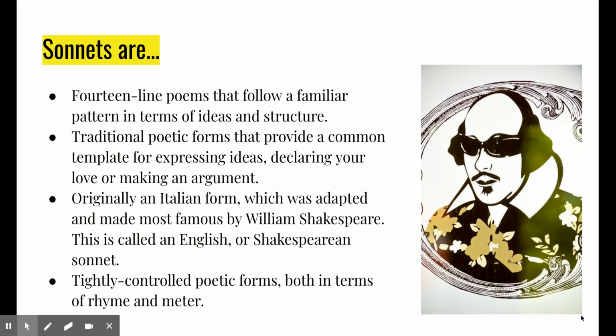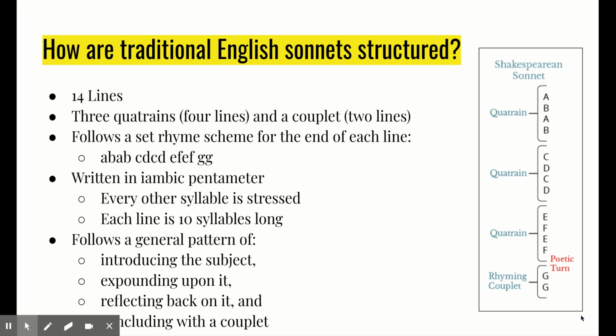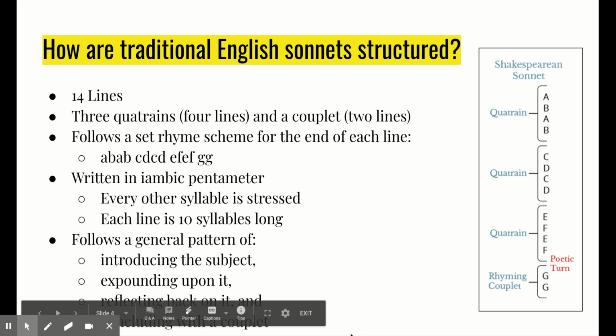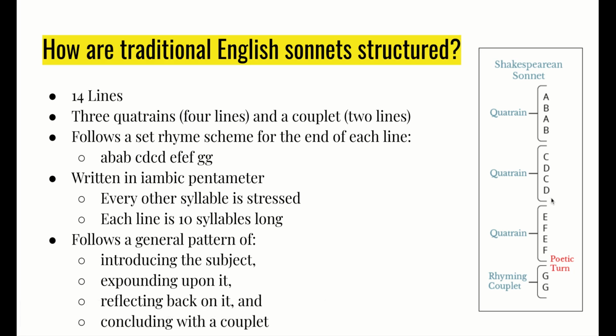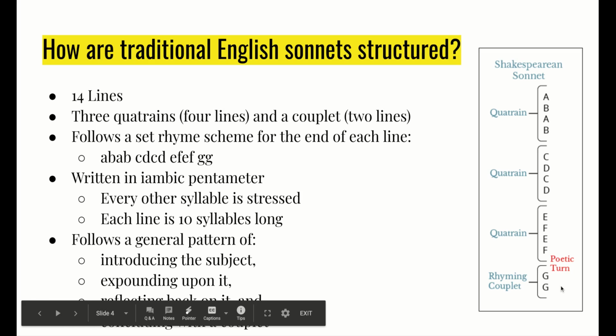It's a very formal kind of poetry and a very tightly controlled poetic form, both in terms of rhyme and meter. So let's look at some examples of this. Traditional English sonnets are 14 lines. They are divided into 3 quatrains. Those are groups of 4 lines, and a couplet. So a quatrain here, the first 4 lines, another one, and then a couplet.